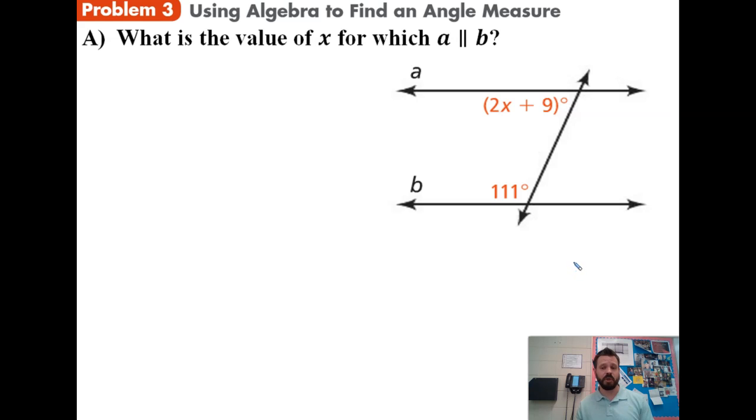Okay, so I have to set up an equation for this one. And now the first thing I want to ask myself is, what type of angle pair are we looking at? Okay, the two angles we're given here are same side interior angles. And we know that when the lines are parallel, same side interior angles are supplementary. So the way I'll set this up is I'll say that 2x plus 9, the first angle, plus the second angle, the 111, is equal to 180.